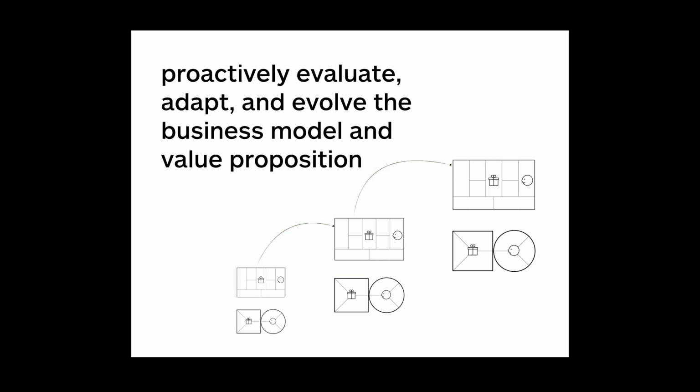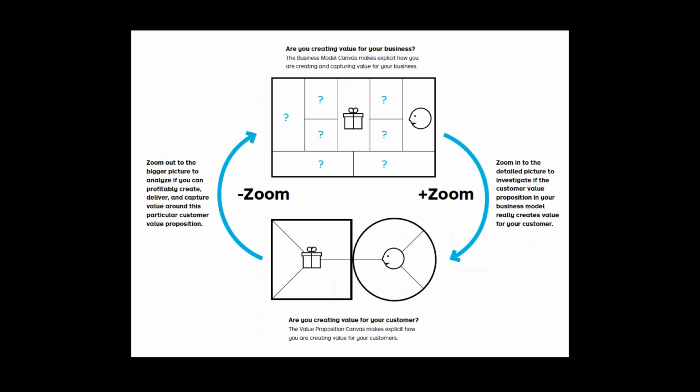So great companies that survive and that last proactively evaluate, adapt, and evolve their business models and their value propositions over time in response to the market, or even more proactively before the market even tells them they need to. And to do this, we have to be constantly zooming in and zooming out of our business models and value propositions. Okay? So it's this constant back and forth between the business model, your value propositions, and the context that you're creating value within.